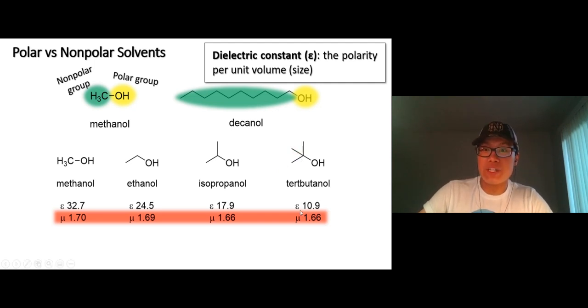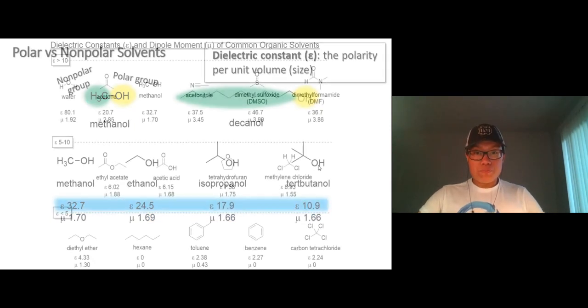So look at the dielectric constant, which considers the size of the molecule. tert-Butanol is only 10.9. Methanol is the smallest one, at 32.7. So in this case, methanol has the highest polarity, and tert-butanol is the least polar compound here.